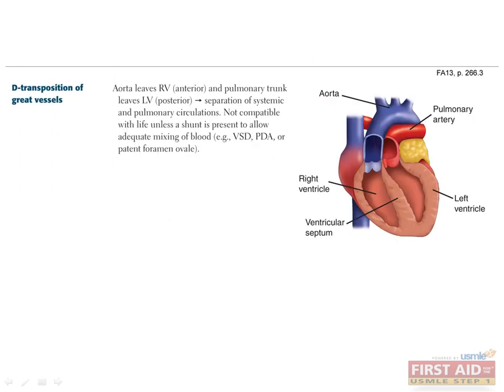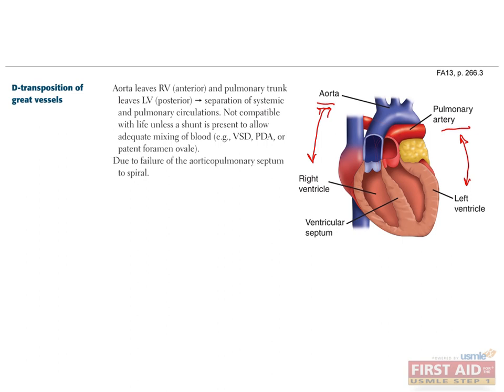The other important early cyanotic congenital heart lesion is transposition of the great vessels. As the name implies, this happens when the aorta and the pulmonary artery are transposed, meaning that the aorta comes off of the right ventricle and the pulmonary artery comes off of the left ventricle. What is the embryological failure that occurs to cause this?